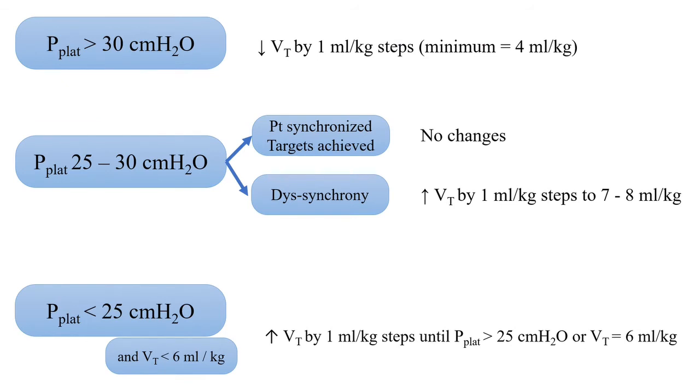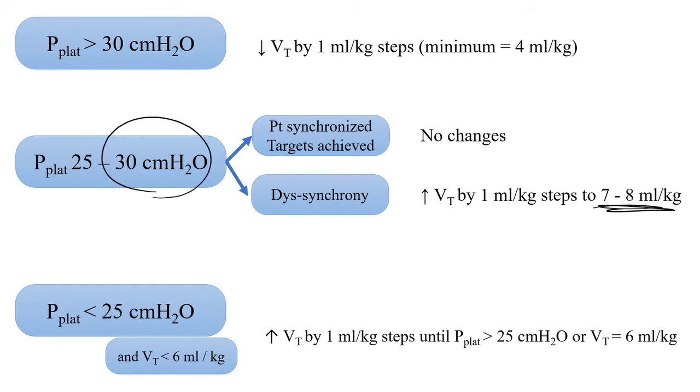If the plateau pressure is higher than 30 centimeters of water, you should decrease the tidal volume in steps of 1 milliliter per kg to reach a minimum of 4 milliliters per kg. If the plateau pressure is lower, from 25 to 30 centimeters of water, and the patient is synchronized and good, don't increase the tidal volume and don't change anything. But if the patient has air hunger or dyssynchrony, you can increase the tidal volume in steps of 1 milliliter per kg to reach 7 to 8 milliliters per kg, considering the plateau pressure is less than 30.